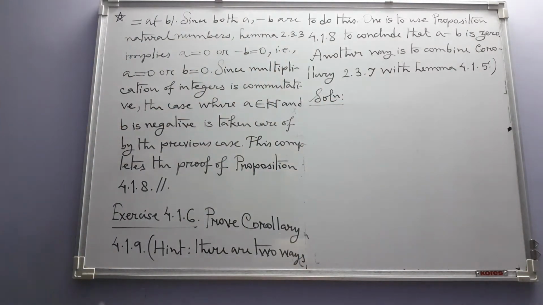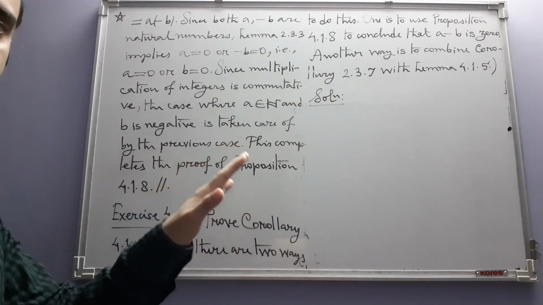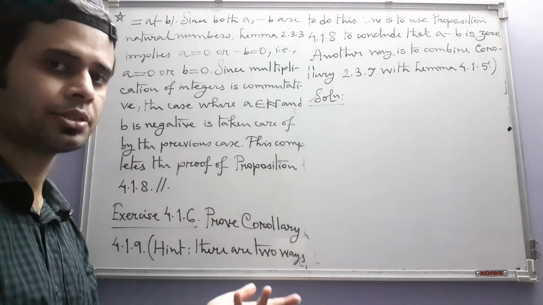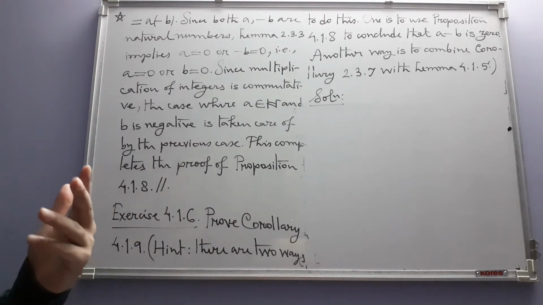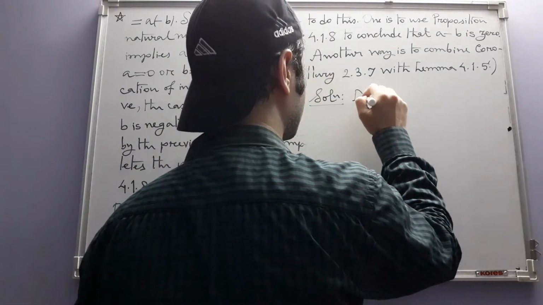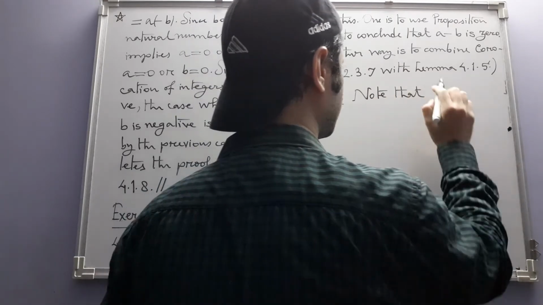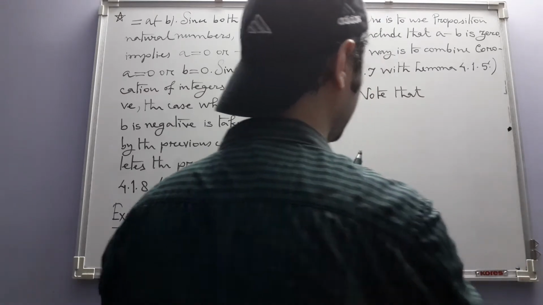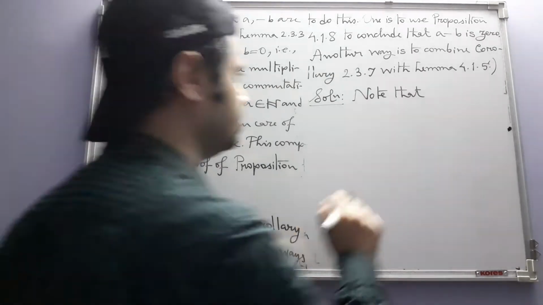So in this corollary, what is given to us? We are given that a, b and c are three integers where c is non-zero and ab is equal to ac. We have to prove that a is equal to b. Note that ac is equal to bc.